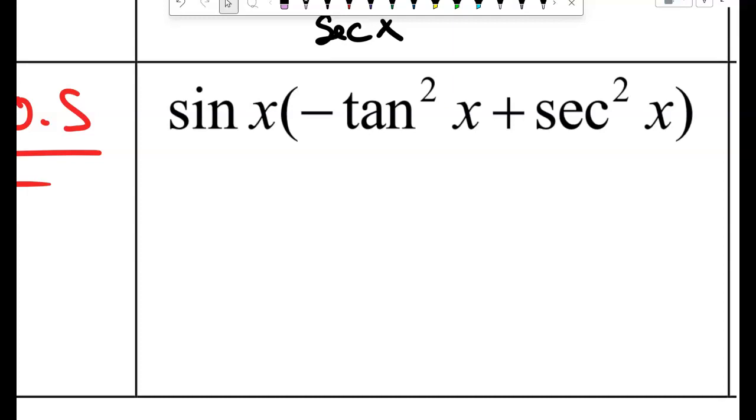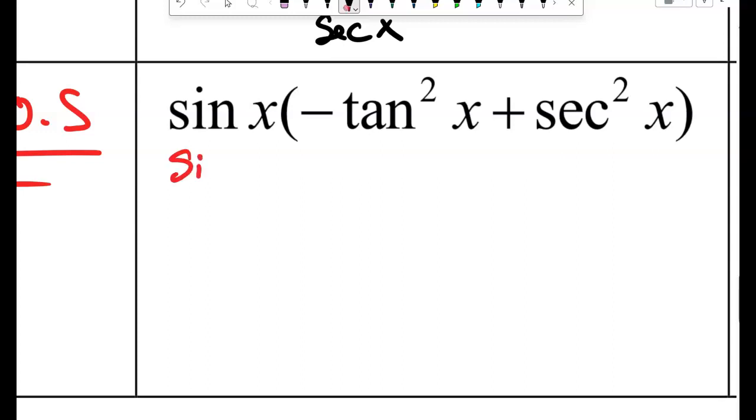All right, with this one, we got sine of x times the negative tangent squared x plus secant squared x. What do you guys think? Just guess. You could change it to sines and cosines, which could be a good idea. But I think you'd create more work if you did that right now.